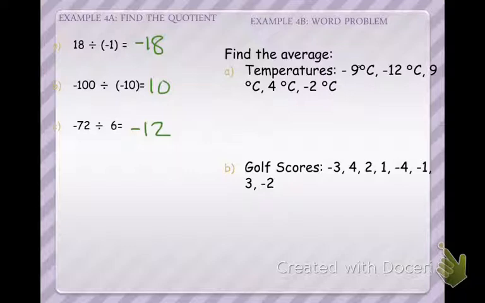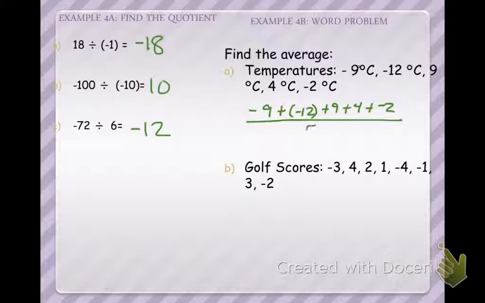Okay, now word problems. We're going to do averages on this. Now, averages are kind of like the mean. You're trying to find the middle. So you're going to write out all the numbers. I don't care which order you put them in. Average means you're adding them up: negative 9 plus negative 12 plus 9 plus 4 plus negative 2. And then you always divide by how many numbers there are. There's 1, 2, 3, 4, 5. 5 of them.